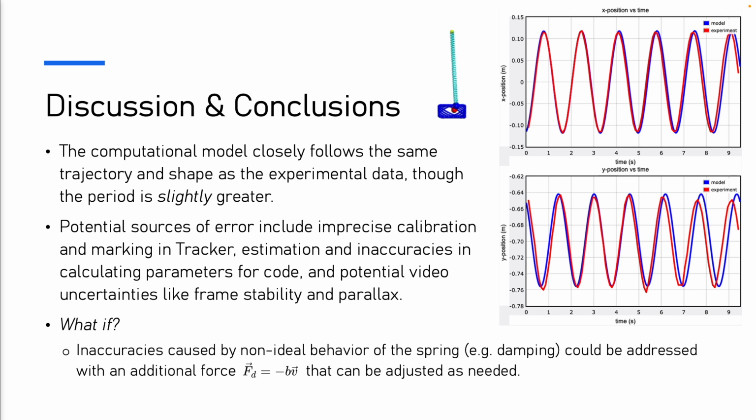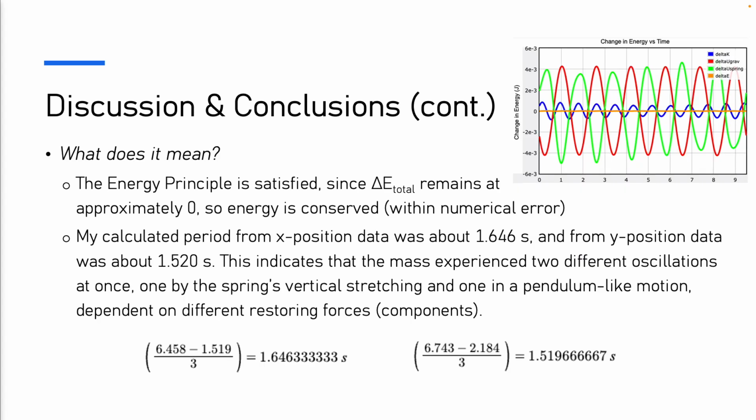To account for non-ideal spring behavior like air resistance that occurred to some extent in the real-world experimentation, we could add a damping term to the net force, like this linear drag formula, that would gradually reduce amplitude over time to better match reality, especially if the video was a little longer. The energy principle is clearly satisfied since delta E total, the horizontal line in the graph, remained approximately zero, confirming that the model conserves energy as expected in an ideal system.